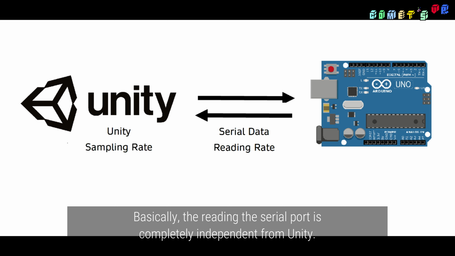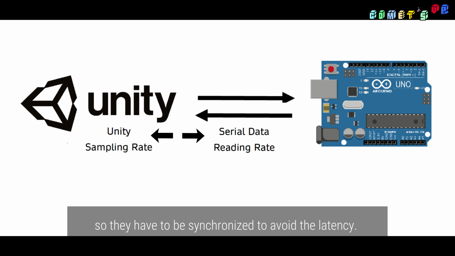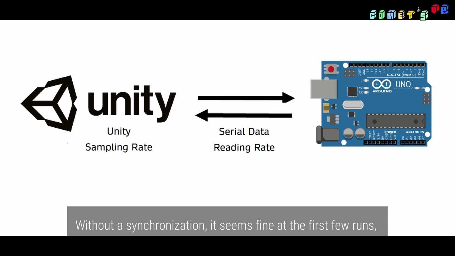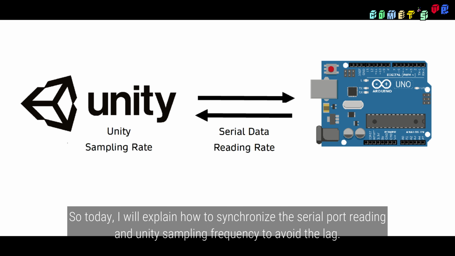At first, I thought it was a hardware issue, but it wasn't. The problem was serial port threading. Basically, reading the serial port is completely independent from Unity. Simply put, serial port reading frequency and Unity sampling frequency are not the same, so they have to be synchronized to avoid the latency. Without synchronization, it seems fine for the first few runs, but it's lagging after a certain amount of time. So today, I'll explain how to synchronize the serial port reading and Unity sampling frequency to avoid the lag.